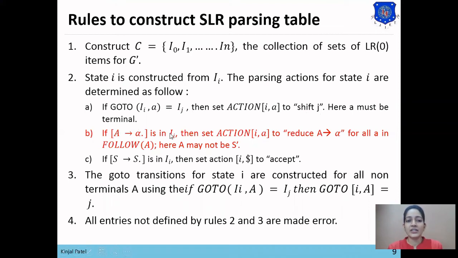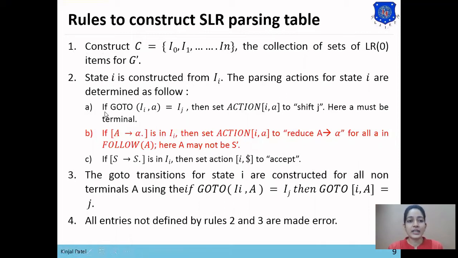There is a change only in the rules of reduce. The first rule is to construct the I0 to IN item sets, which we have already constructed. The second rule is to construct state I from Ii, meaning if there are states I0 to I6, then construct states 0 to 6 in the parsing table. Now the parsing actions for state I are determined as follows.